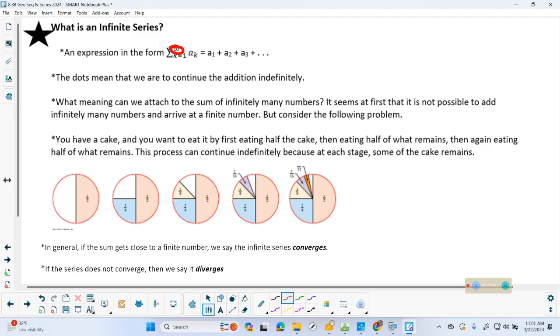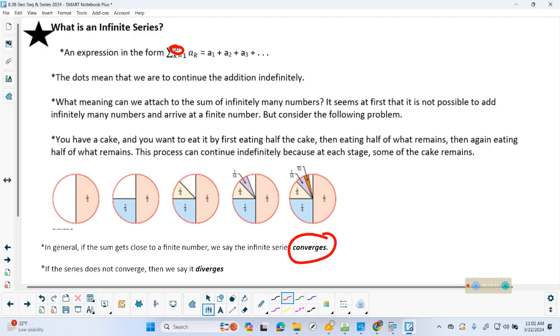So you know the dot, dot, dot means that it goes on forever. So what meaning can we attach to the sum of infinitely many numbers? At first it seems weird to even think about doing that. Like, how are you going to get a total for infinite terms? Well, think about this. If you take a cake and you cut it in half, another half, another half, I can keep cutting this in half, and eventually it does get close to a value. We say it converges. A little vocab word for you.